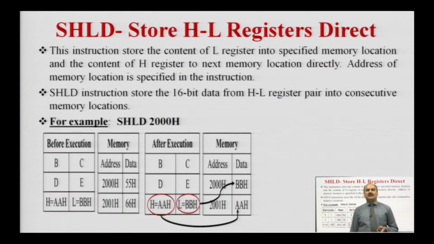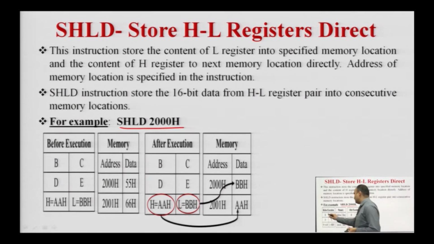Next instruction is the SHLD instruction. This instruction will store the content of HL register pair into two consecutive memory locations. The address of the memory location is directly specified in the instruction. The example of this instruction is SHLD 2000H. Whenever the microprocessor executes this instruction, see the status of the H and L registers before and after the execution of this instruction and the content of the memory location after the execution.